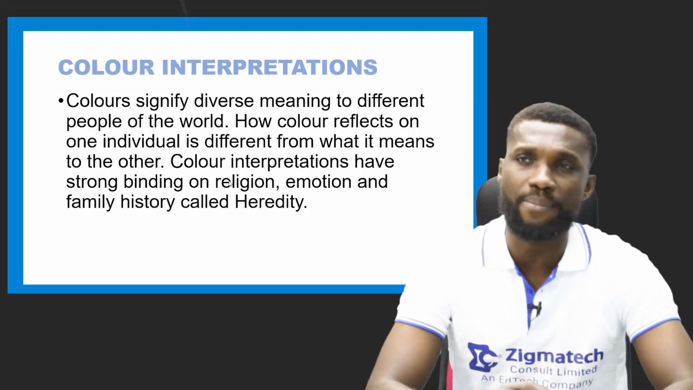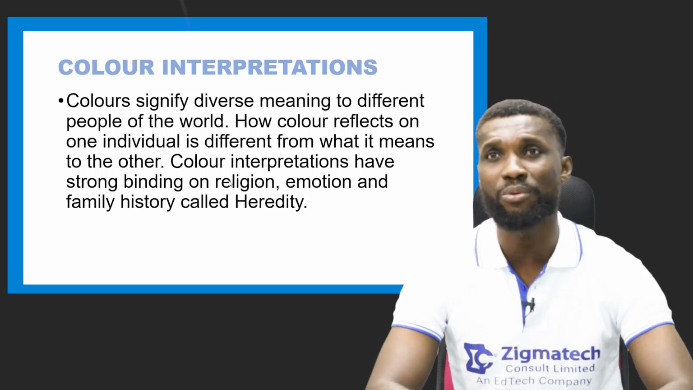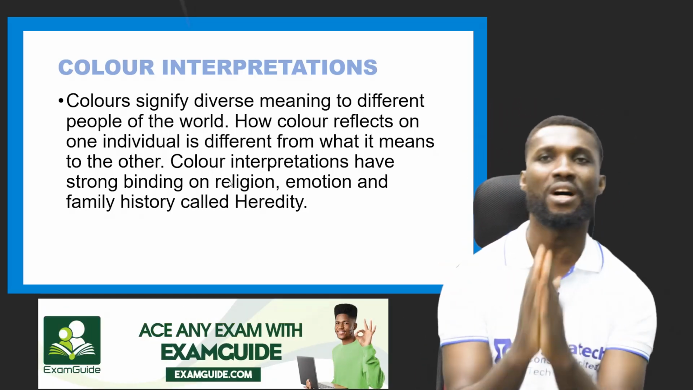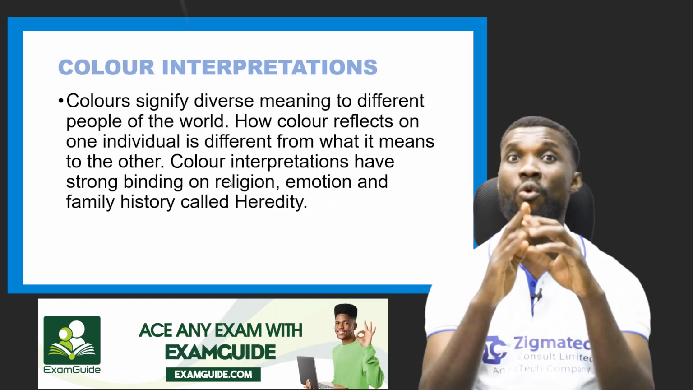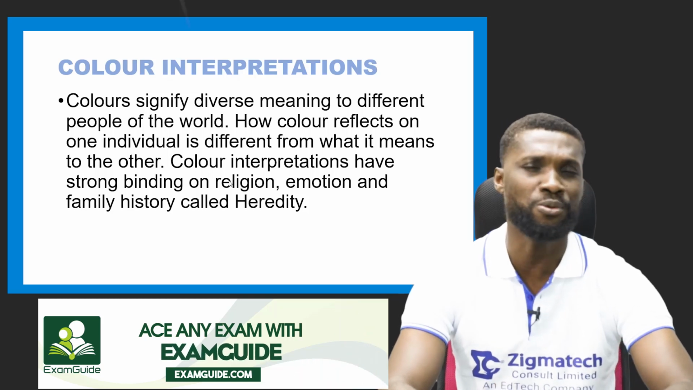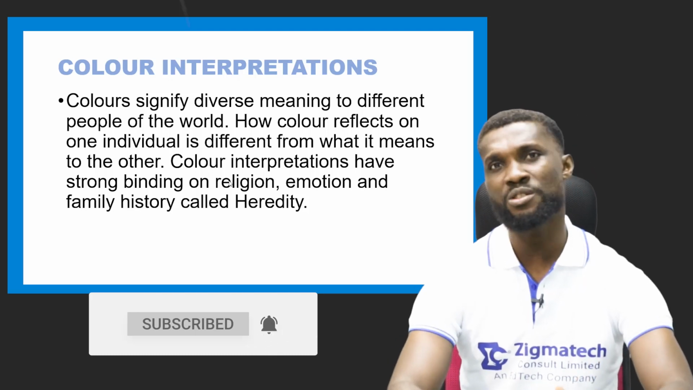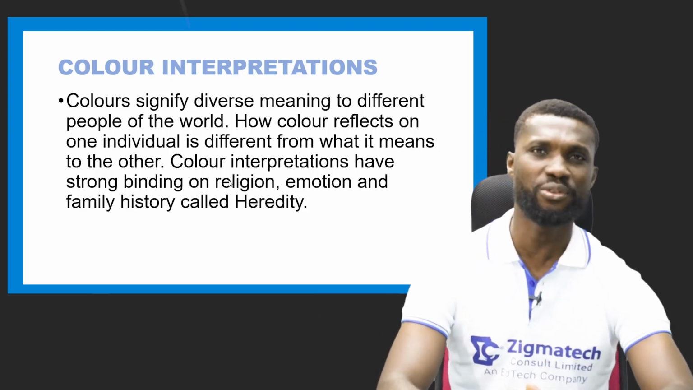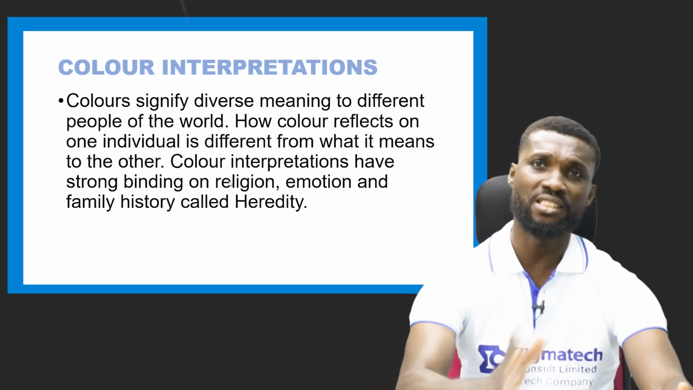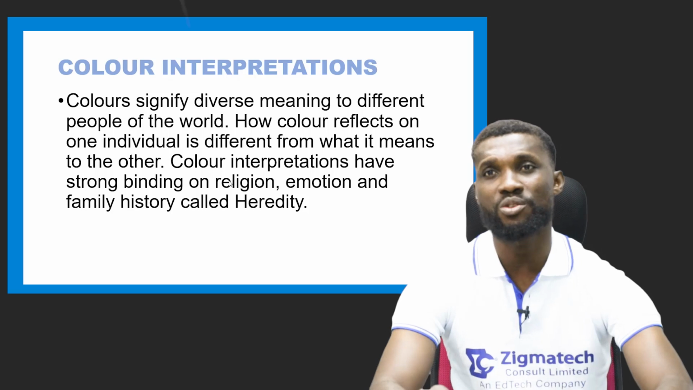Now let's look at the color interpretations. Bear in mind, color signifies diverse meaning to different people of the world. How a color reflects on one individual is different from what it means to another. What a color means to me is a whole lot different from what it means to somebody else. To somebody, black is beauty, black is bold, bright, audacious. To somebody else, black is danger, devilish, annoying. So what it means to this individual differs from what it means to other individuals. This explains the different interpretations of color.